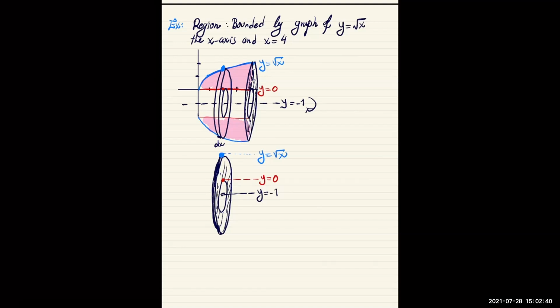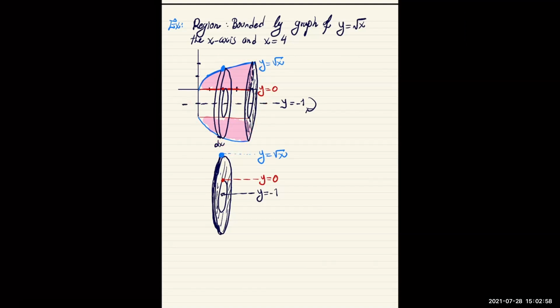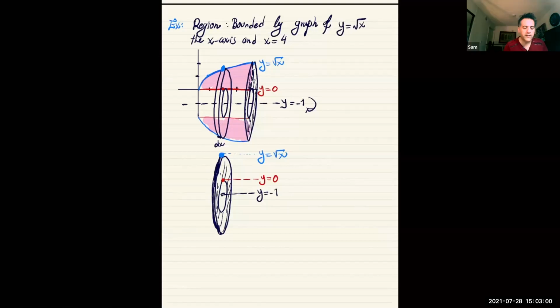Thank you. Okay, so we have this solid, which is a weird solid. It has a hole. Can someone tell me what this looks like? Washer. It's a washer. So the cross section is a washer.